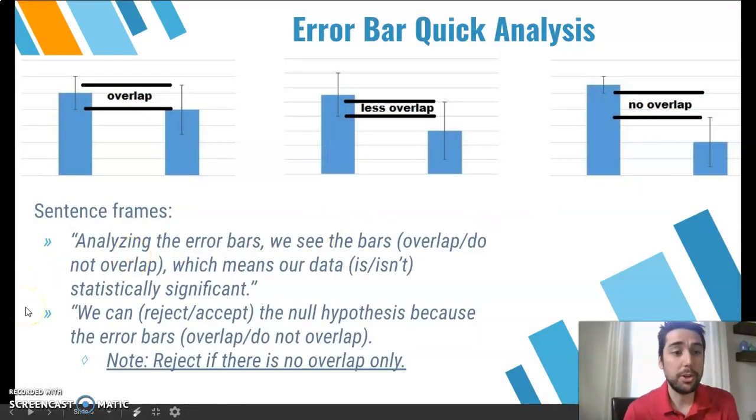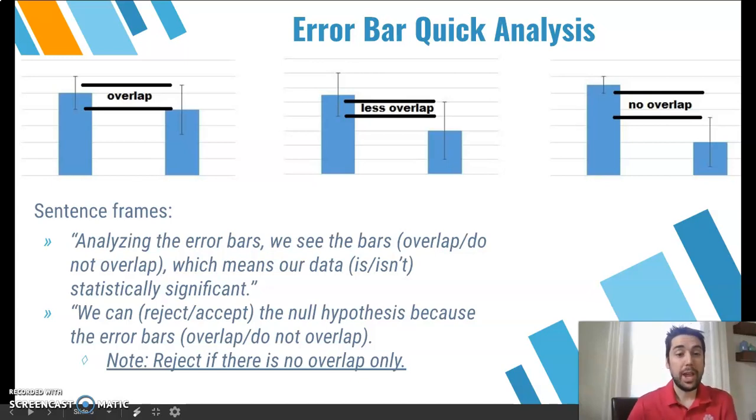One of the things I really encourage you guys to do is have these sentence frames in your back pocket. If it was me taking the test, I would say something like, if we're looking at this first one, analyzing the error bars, we see the bars overlap, which means our data isn't statistically significant. And then maybe it asks you more about what you could say with the null hypothesis. With the error bars overlapping, we would accept the null hypothesis because the error bars overlap, right?